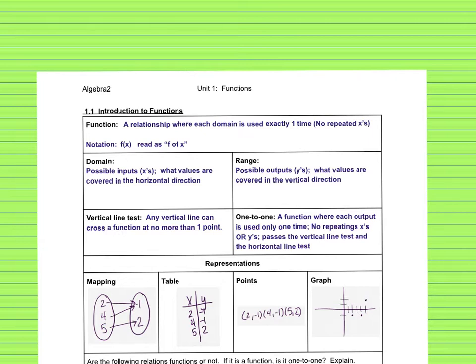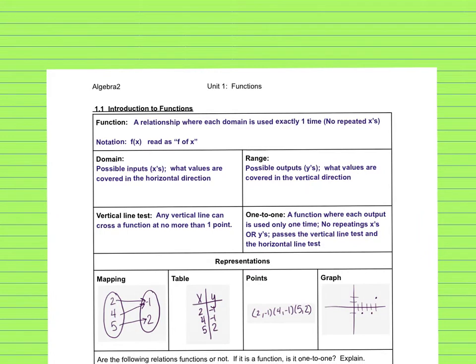But a function is a relationship where each domain is used exactly one time. All this means is that the x values do not repeat, okay? So don't let the words domain, range, all of that mess you up, okay? It just means x's and y's at the end of the day. So this notation is read as f of x, okay? So we can see it's got f, parentheses, x, and again we read that as f of x.